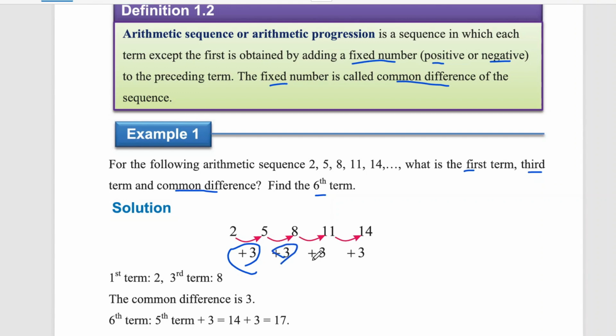So the difference between the terms is commonly 3. Okay, so it is common difference. First term is 2, third term is 8. So the common difference is 3.